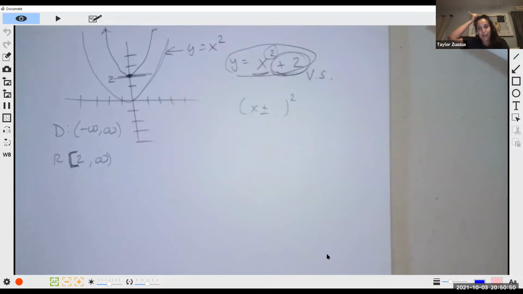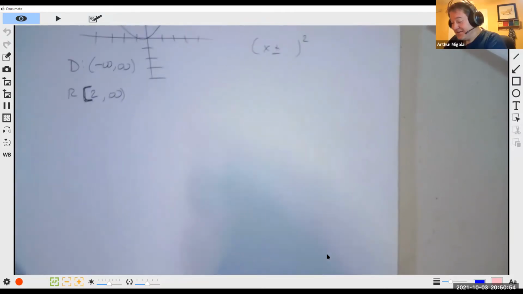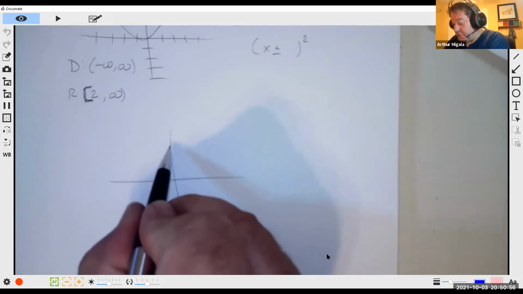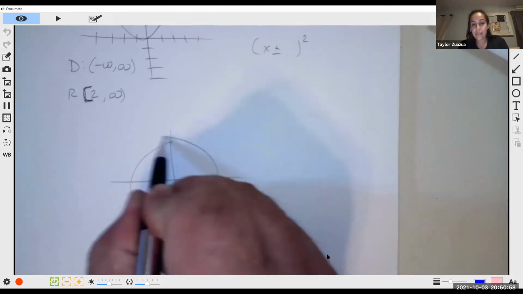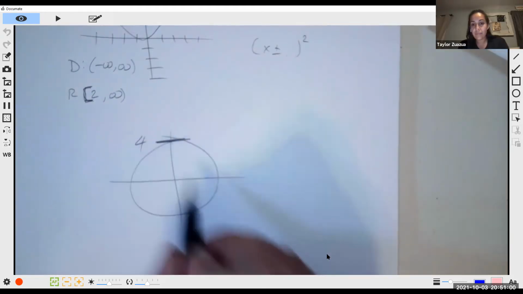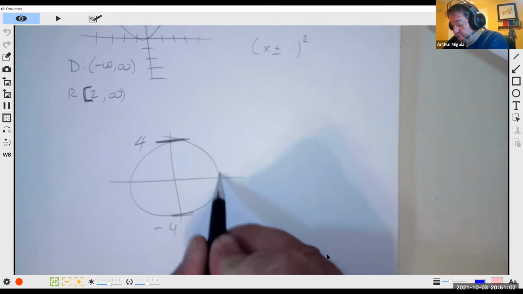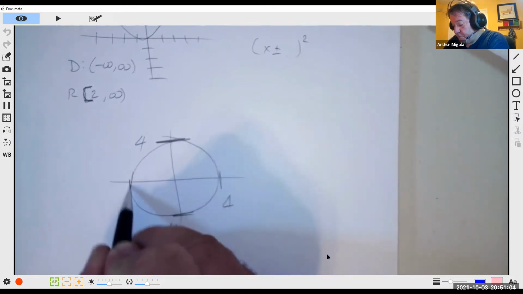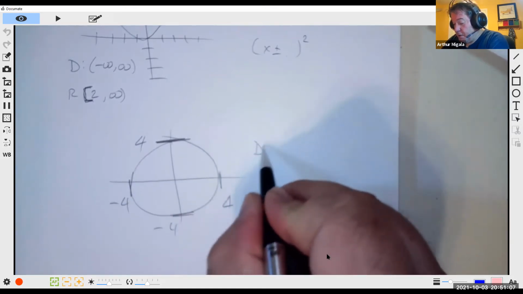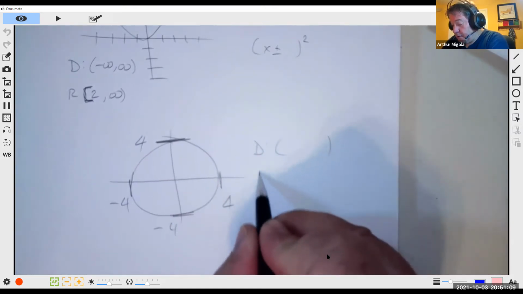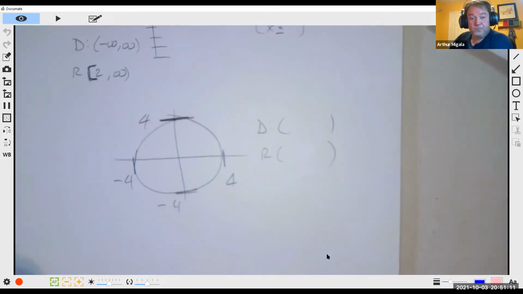I was so lost when y'all were talking about that. I was like, I don't get what they're saying. Well, now I do. Let's say we had a circle. Here's positive 4, negative 4, positive 4, negative 4. Tell me the domain and the range.